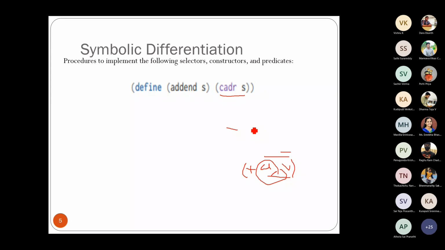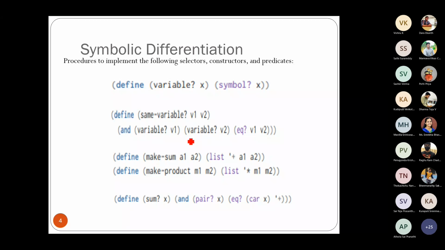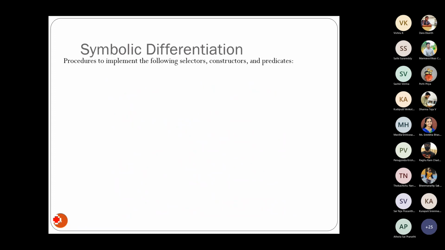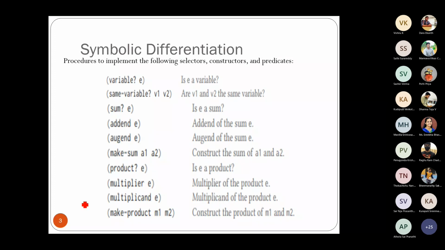Okay. So now let's go for another procedure. What is the other procedure? Make-sum. Given two arguments, you just say make-sum A1, A2. We have to construct a sum of A1 and A2. What is meant by constructing a sum of A1 and A2? That means I have to construct like this: plus and then A1, and then A2. This one I have to construct.